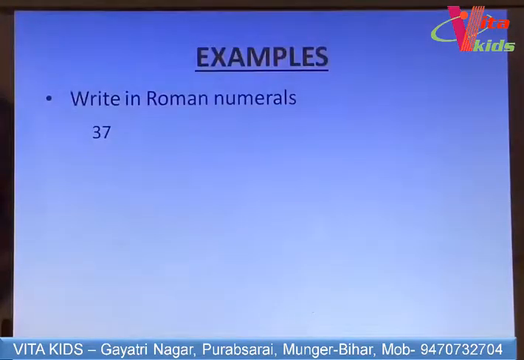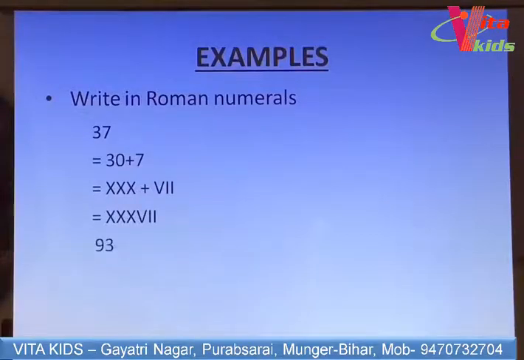Let us take a few examples. Write in Roman numerals 37. Now 37 can be written as 30 plus 7. And 30 is written as XXX and 7 is written as VII. Now we combine them and write XXXVII. Another example, 93. 93 will be written as 90 plus 3 and 90 will be written as 100 minus 10. The symbol will become XCIII.